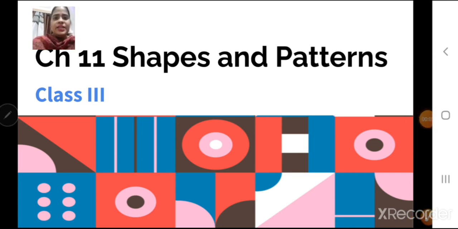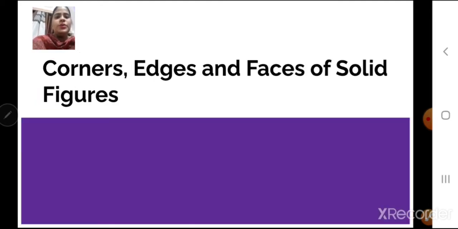Children, let us continue with our chapter number 11, shapes and patterns. Today we are going to learn corners, edges and faces of solid figures. Now, what is a solid figure? Solid figures, we can say, are that type of figure which is three-dimensional.